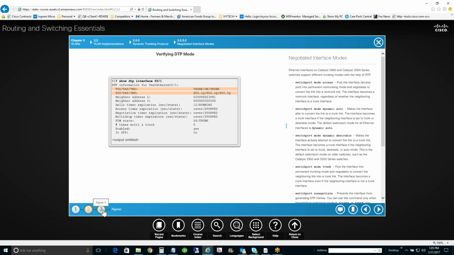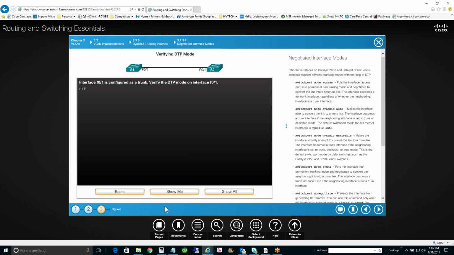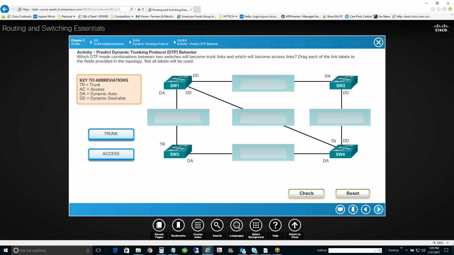And you can look at the status of DTP interfaces on a particular switch using the show DTP command on a specific interface. So that's a little bit about DTP. Not a big fan of DTP. This little exercise here helps you predict what's going to happen given the DTP configurations of particular ports connected to other switches with particular configurations on those ports.